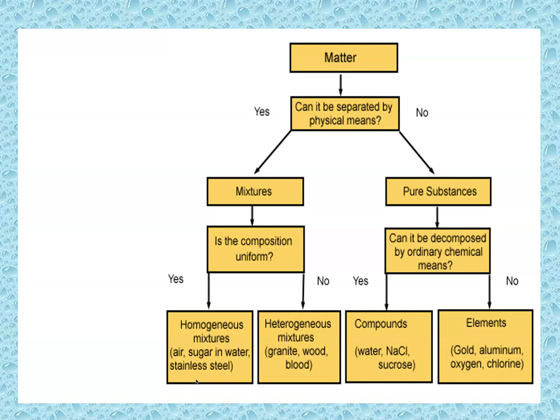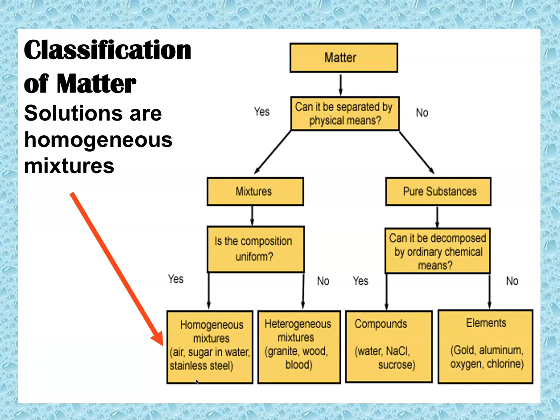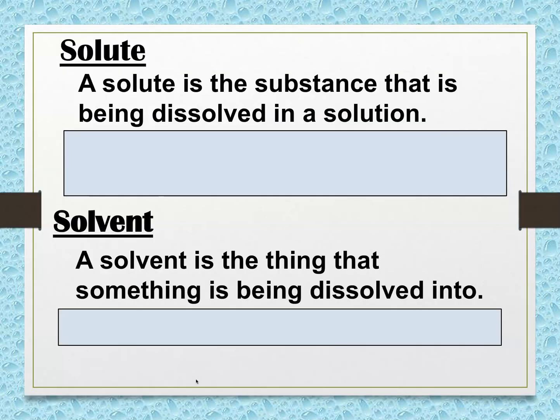So this chart, you don't need to copy it. You've seen this before. We used it a lot early on with chemical and physical changes and all of that matter. But for this one, with solutions, we are focusing on one single box, and it is homogeneous mixtures. All solutions are homogeneous mixtures. Any questions on that one? Alrighty then.